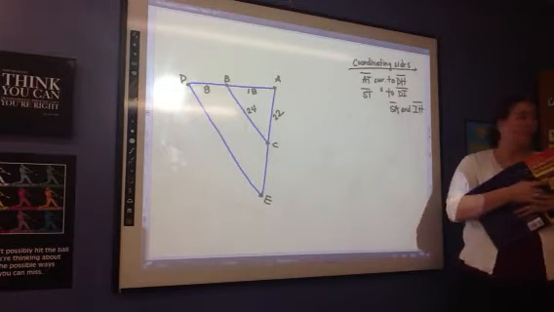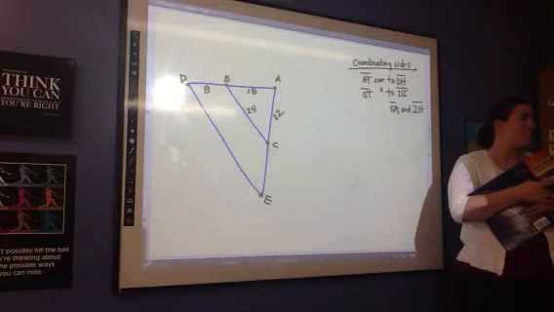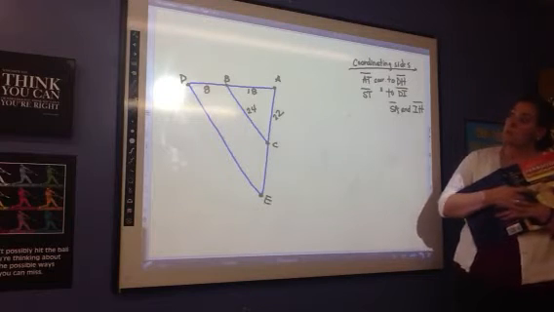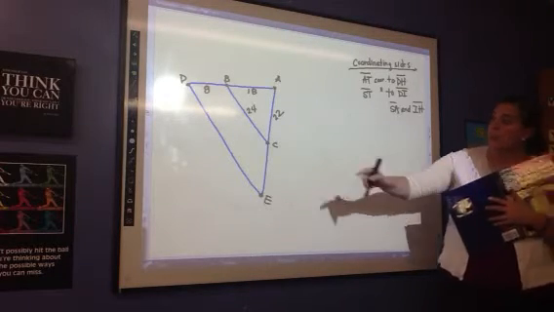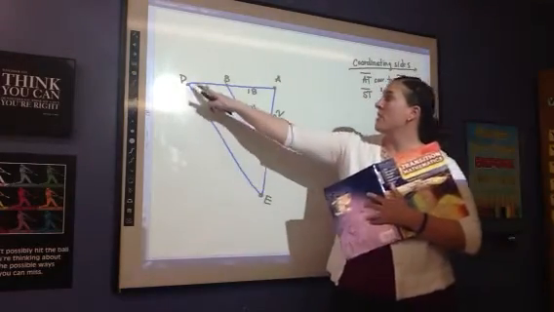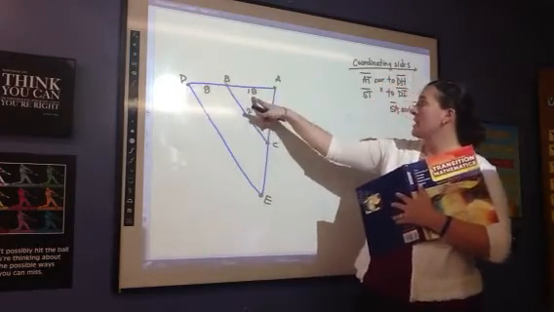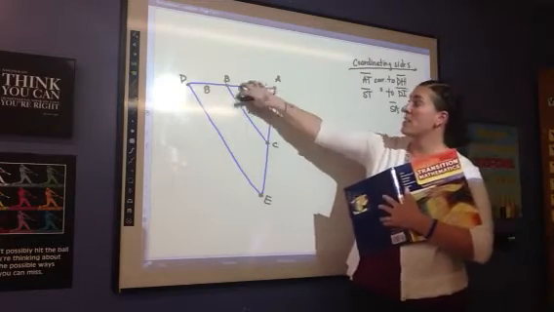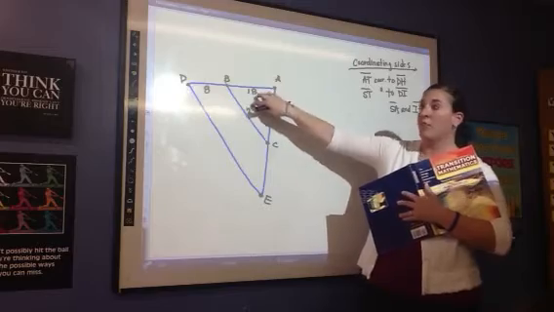CE is unknown, and DE is unknown. I have DB is 8, BA is 18, and AC is 22. So pretty much this triangle here in the middle, I've got all the measurements.